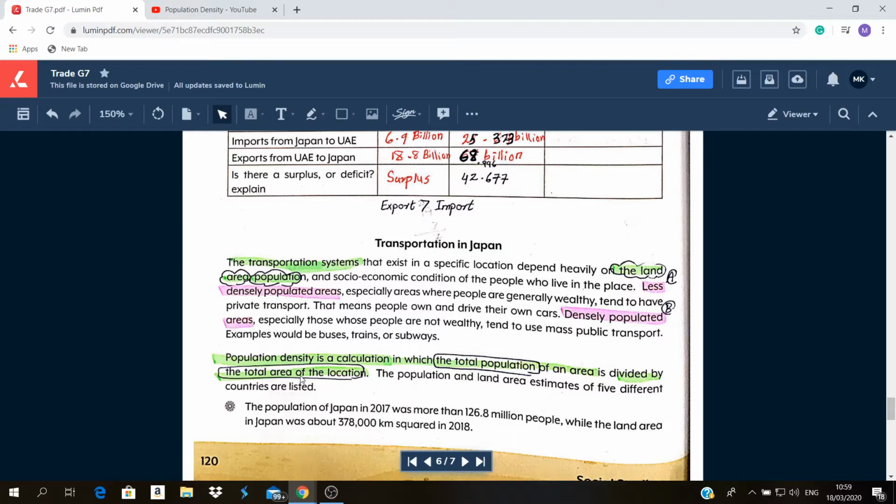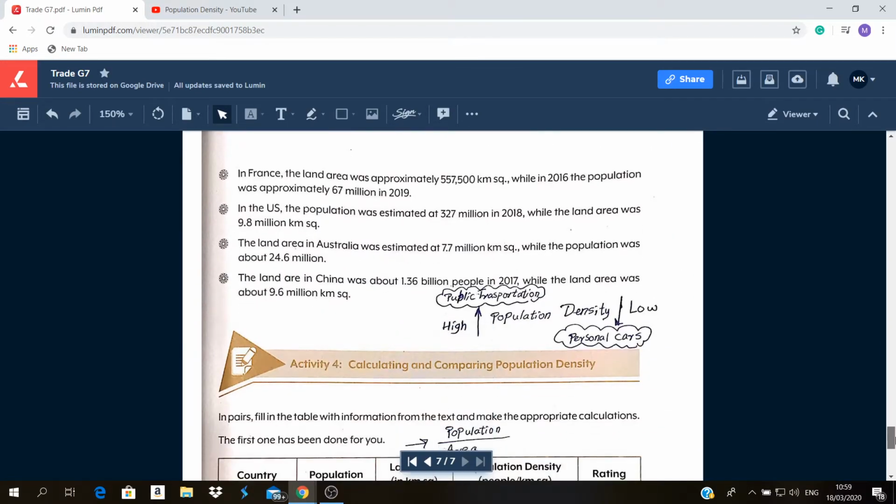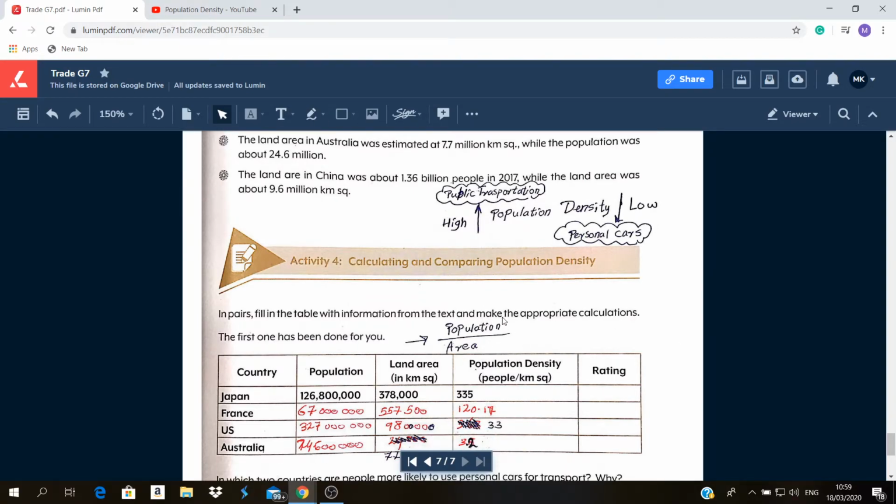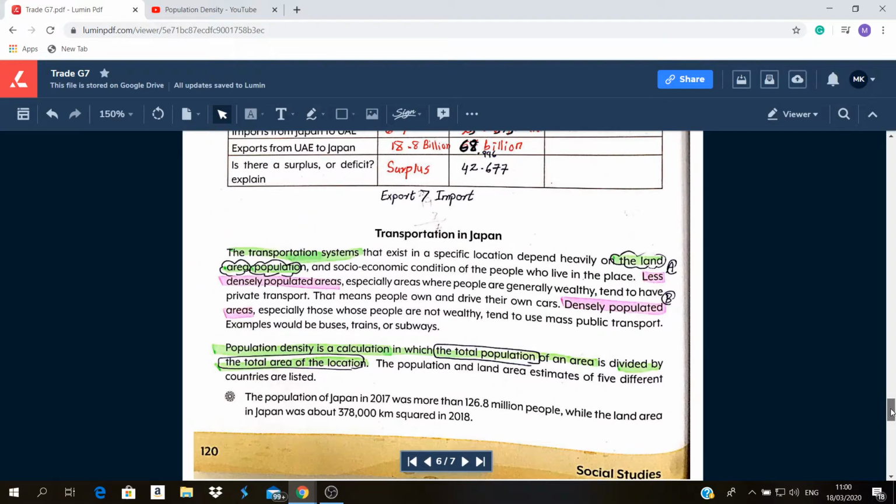So if we want to know the population density in a place, let's say that we want to know, is the UAE a crowded place or not? What are we going to do? We're going to take the total population of the area and divide it by the total area of the location. Let's see. We're going to divide the number of the population by the area of the place. So let's start reading.